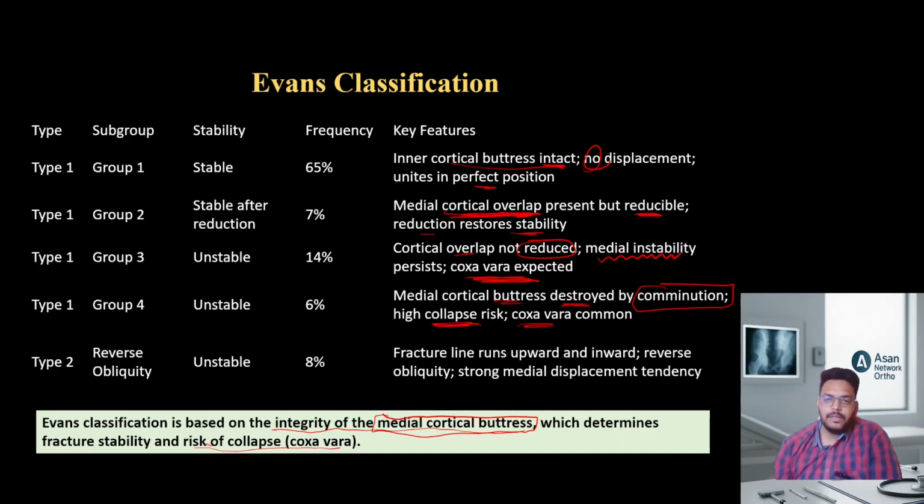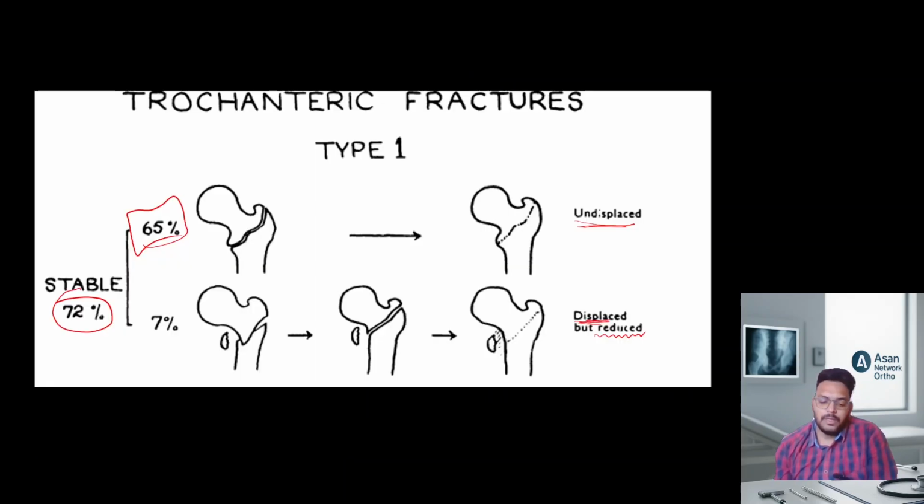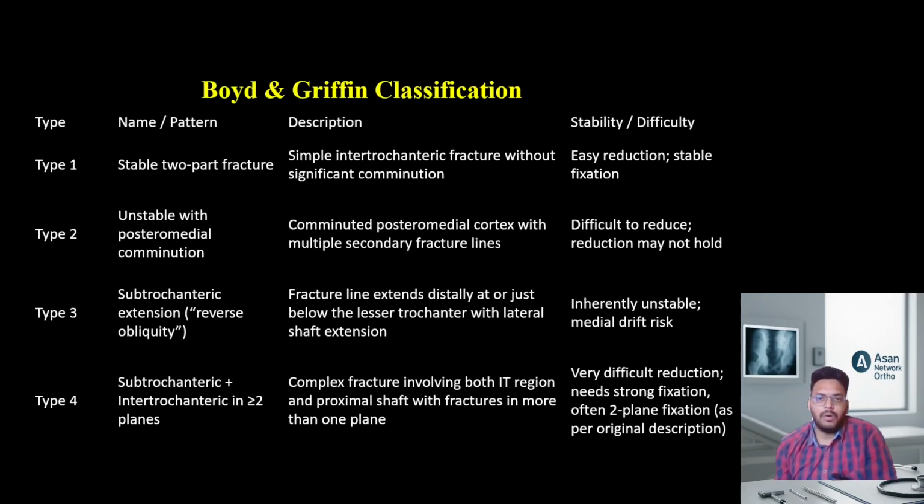And then finally type 2 is a reverse oblique fracture, where the fracture line runs upward and inwards, and there is a strong medial displacement tendency. So the fracture pattern itself is an inherently unstable fracture. Okay, so this is Evans classification. Let's go to Boyd and Griffith classification.